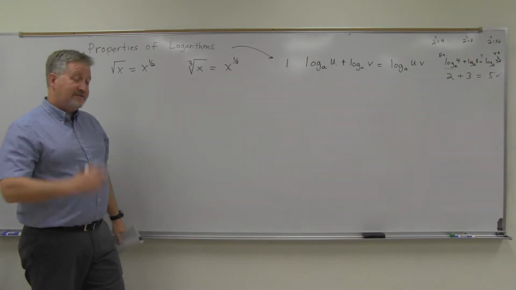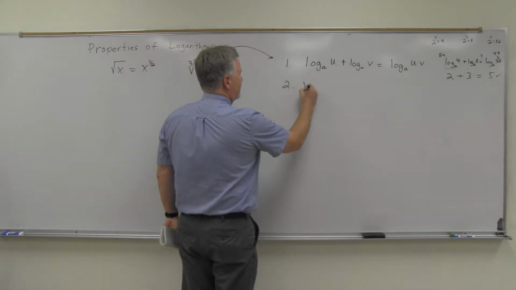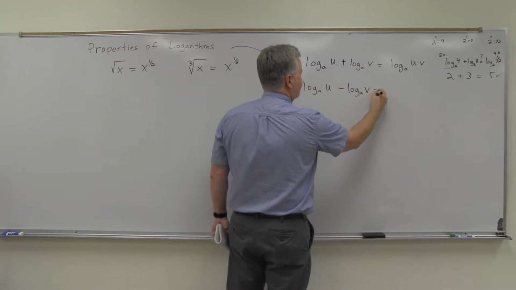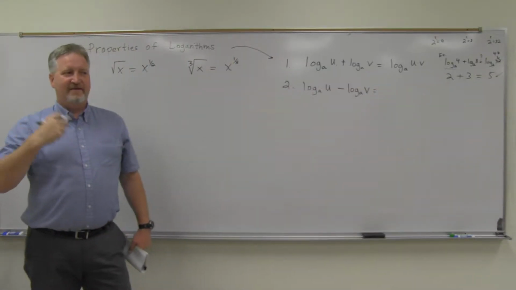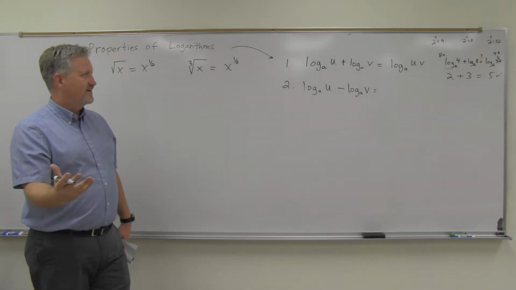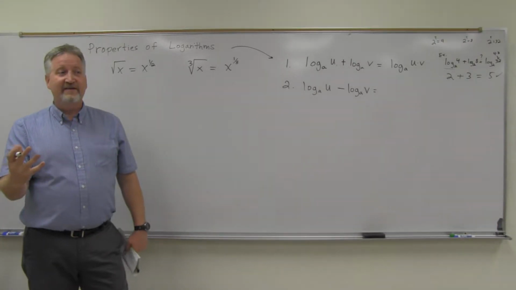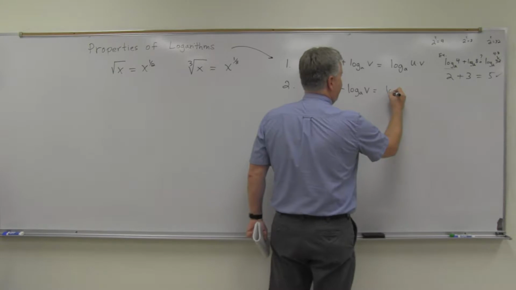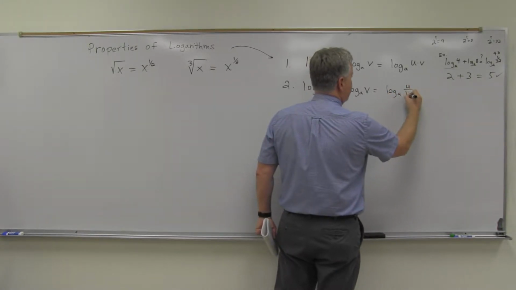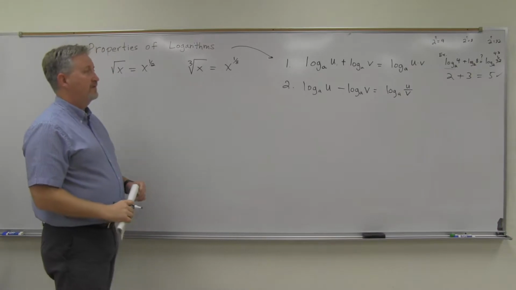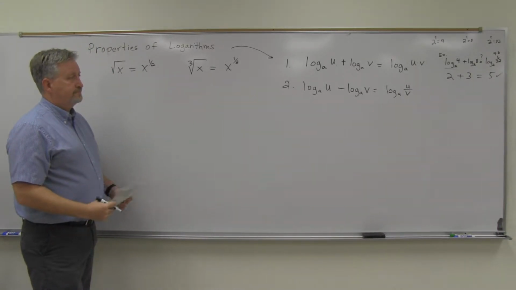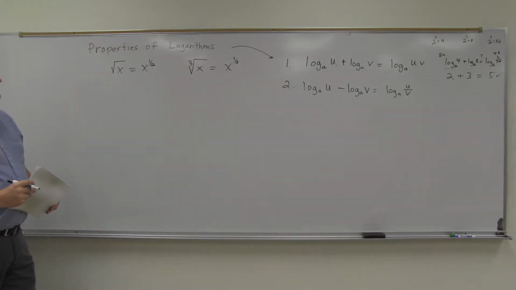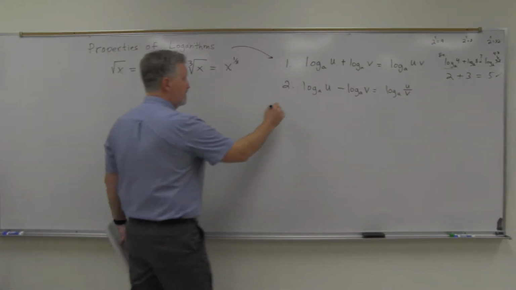All right? Similarly, log base a of u minus the log base a of v. Well, what do you think? If log base a of u plus log base a of v means you multiply u and v, if you subtract these two logarithms, guess what? Yeah, you get log base a of u divided by v. You take u and you divide by v there to get that result. In that case.